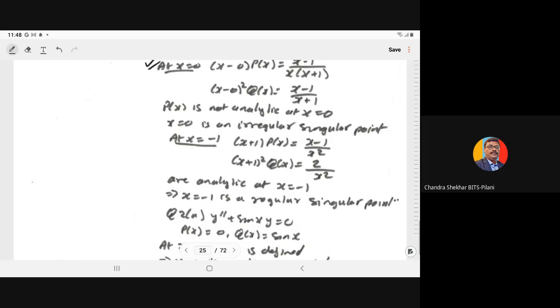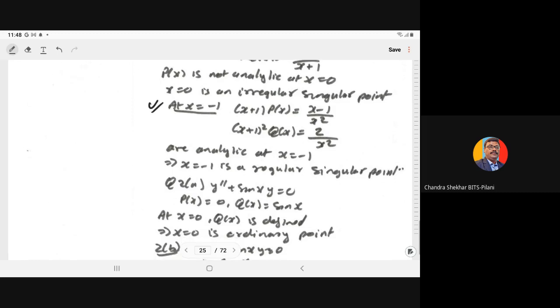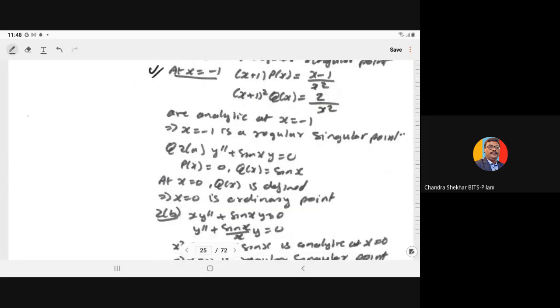Then we compute at x equal to minus 1. So for x equal to minus 1, we have to check (x plus 1) into p(x) and (x plus 1) whole square into q(x). So that will be (x minus 1) upon x square and 2 upon x square. Both are analytic at x equal to minus 1. So we will say that x equal to minus 1 is the regular singular point.